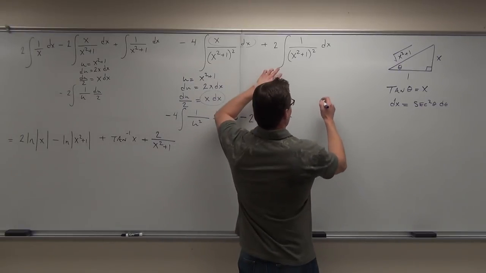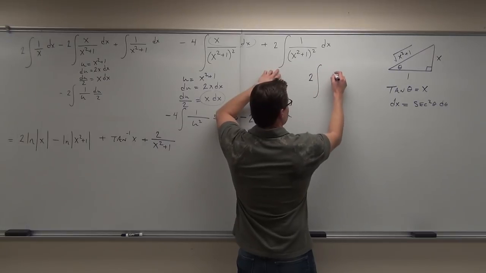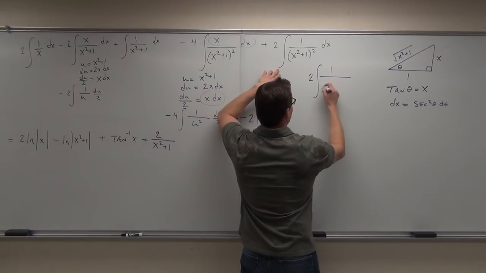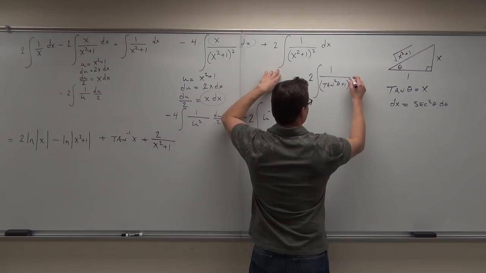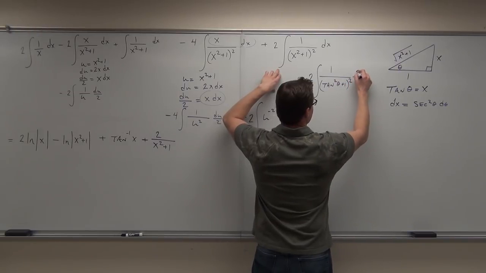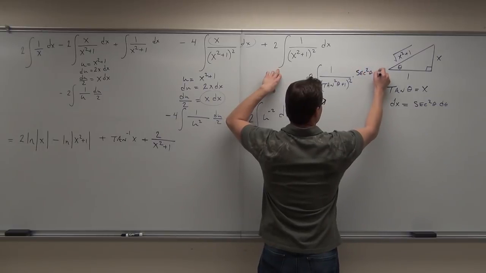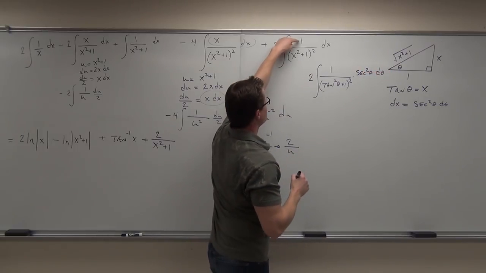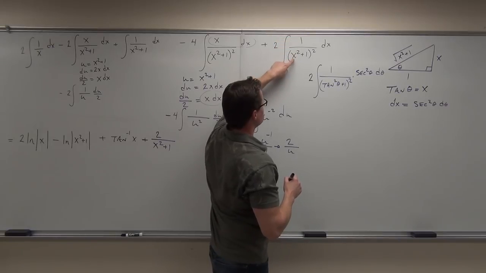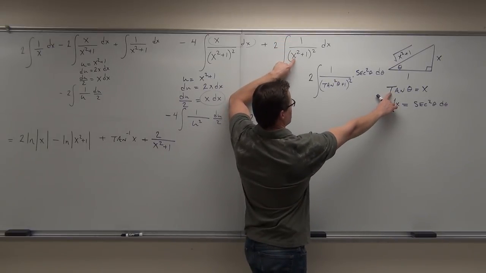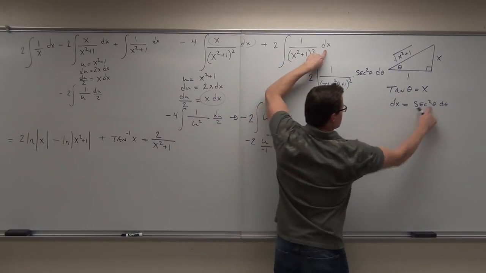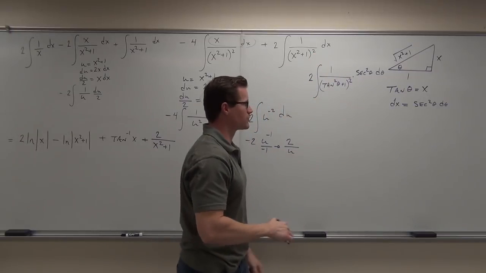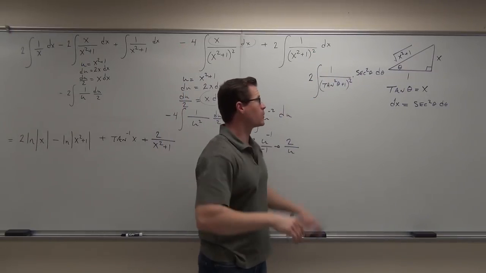What that means is that our integral here becomes 2, integral of 1 over tan squared theta plus 1 squared times secant squared theta d theta. So this is 1, okay, cool. This was tangent squared plus 1, whole thing squared. Dx is secant squared theta d theta. Show of hands if you're okay with that so far. Now what do we do?